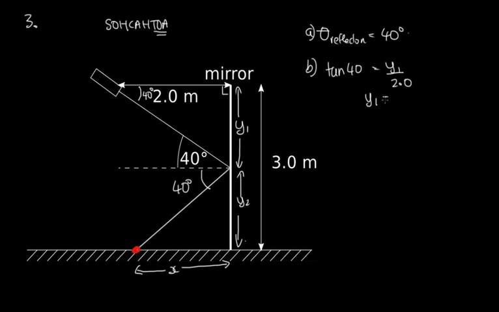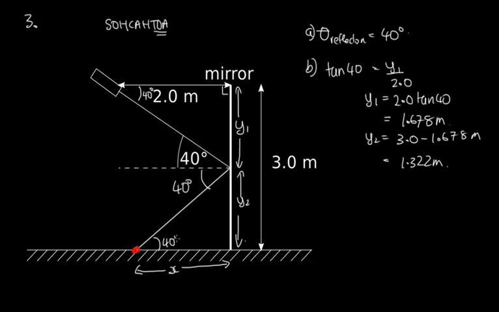So solving this tells us that Y1 is equal to 2.0 tan 40, which is equal to 1.678 meters. Now, Y1 plus Y2 equals 3 meters. So we know that Y2 is equal to 3 minus 1.678 meters. So Y2 is equal to 1.322 meters. And now what we're trying to find out is this X. So we've got that this is 40 degrees here. So by exactly the same reasoning as up here, we know that this angle in here is 40 degrees.